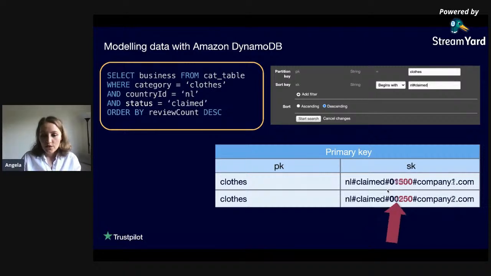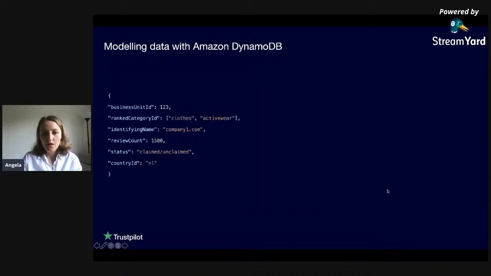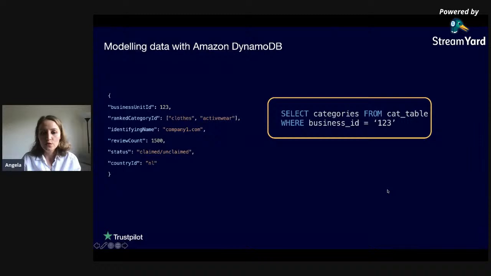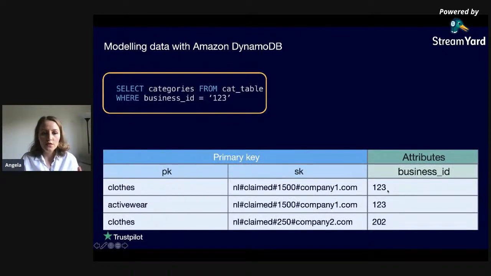And with this change, of course, the right order is being returned, and we basically answer the query that we have defined. But then going back to the other query that we wanted to make, which was to select the categories from our table where the business ID is, for example, 1, 2, 3. And if we want to do that using the table structure that we've defined in the beginning, with DynamoDB, we will have to define a global secondary index.